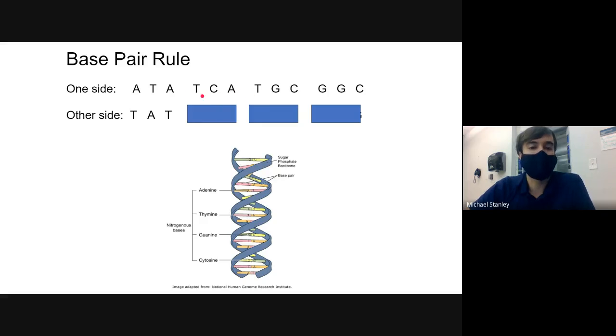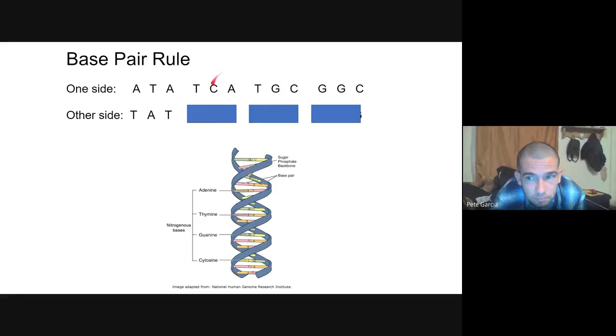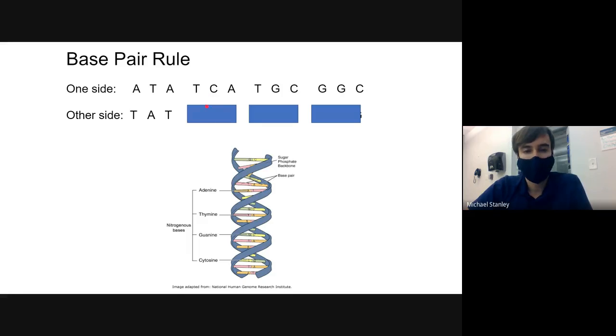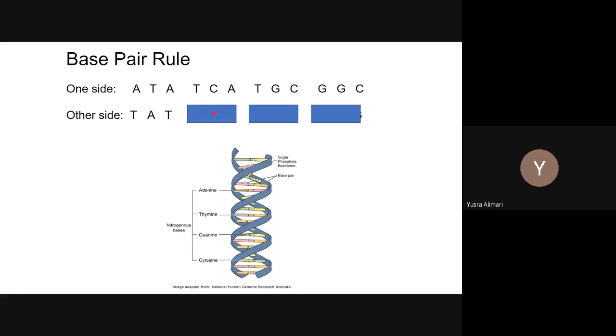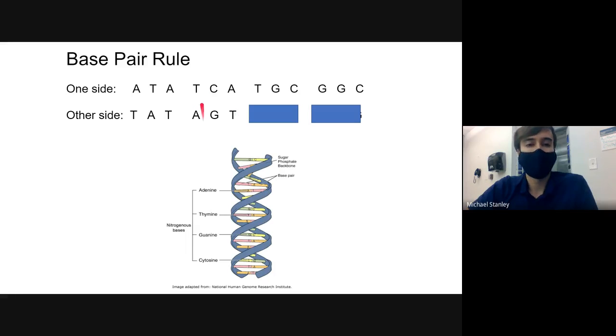All right, what about for our second group here? Somebody other than Noberto, tell me what is going to match up with TCA. AGT. Exactly. Yeah, AGT. So again, T on one side means that the A is going to be on the other side. C always matches up with G, and A always matches up with T.